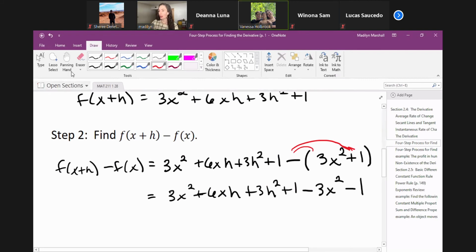We'll notice that at the f of x plus h minus f of x stage, a lot is going to cancel out. The 3x squared and the minus 3x squared cancel, and the 1 and the minus 1 also cancel. So it's normal that a lot goes away there. And we end up with 6xh plus 3h squared.